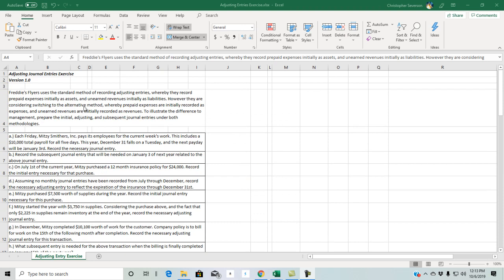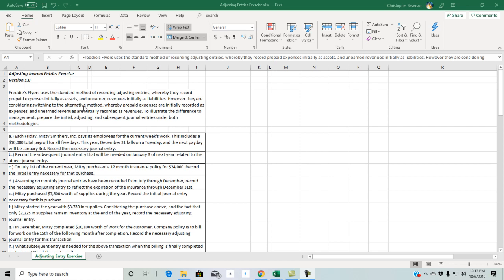Now, I want to read through this intro because that gives you an idea what the standard versus alternative method is. The standard method of recording adjusting journal entries is where, when you first buy something that's a prepaid expense, you record it all as an asset, and then the adjusting entry is when you use a piece of that asset up. So that would be the standard method. For unearned revenues, you record those initially as liabilities, the entire amount, and then when you use it up, you move a little bit of that liability over to revenue.